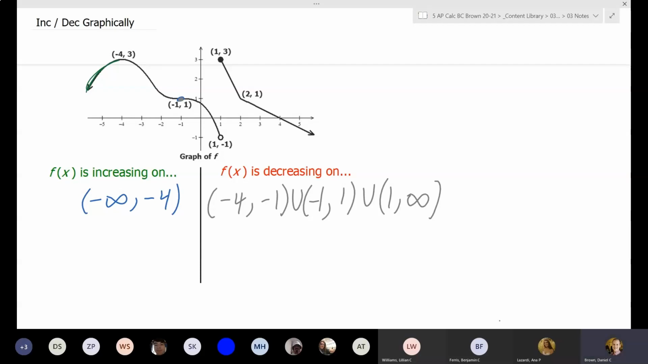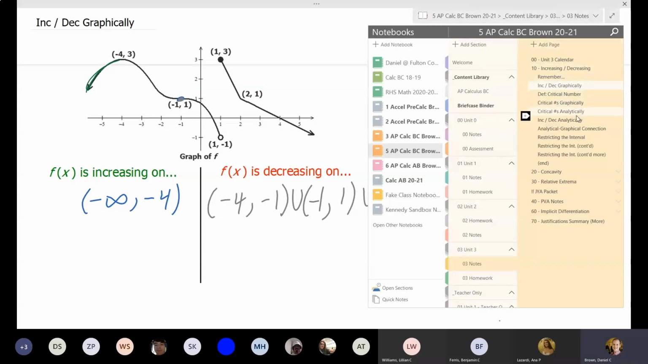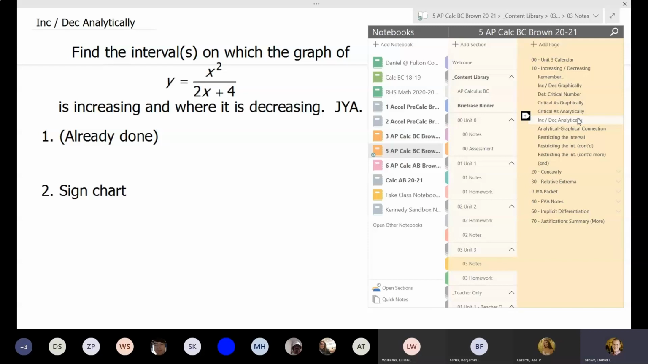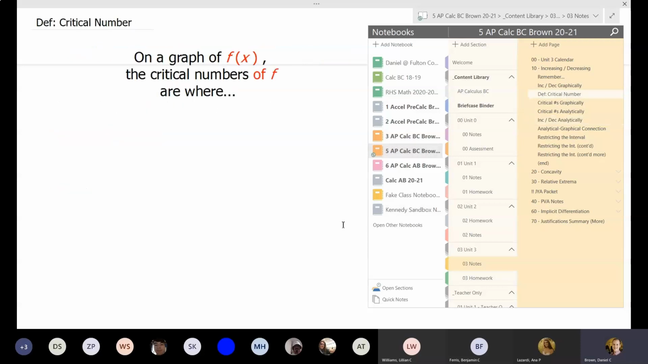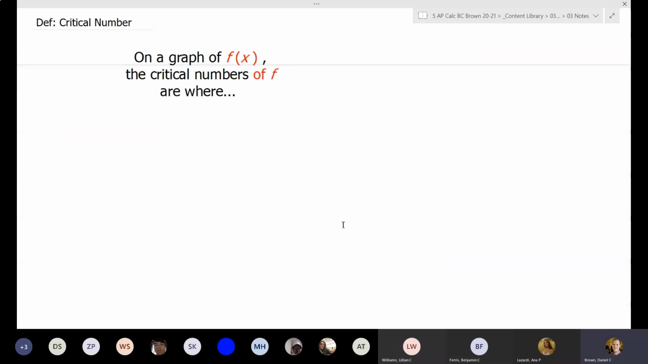So what we're going to look at, instead of looking at a graph, I'm going to jump to the example and then come back to it. I'm going to give you a function and say, find where this function is increasing and decreasing. We're going to use calculus to figure that out. The first thing we need to know before we find intervals of increasing and decreasing is something called a critical number.